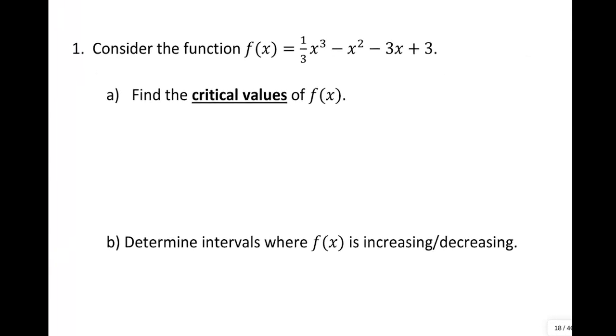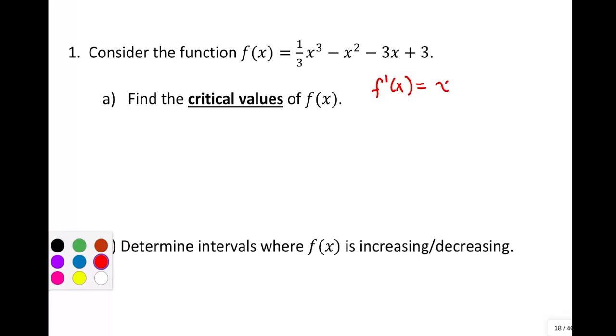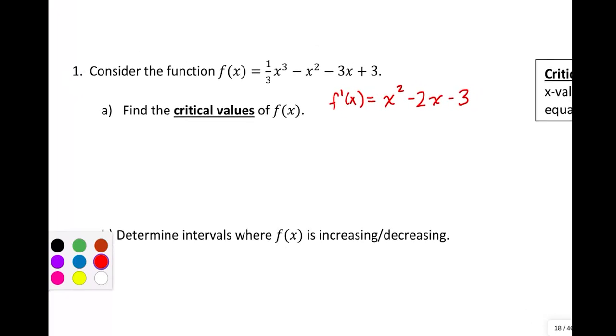So we've got this nice little cubic function here. f prime is going to be the derivative of f, and we could just use the power rule to find the derivative of each one of those terms. And so we'll get x squared minus 2x minus 3. We want to set that equation equal to 0 and then solve for x.